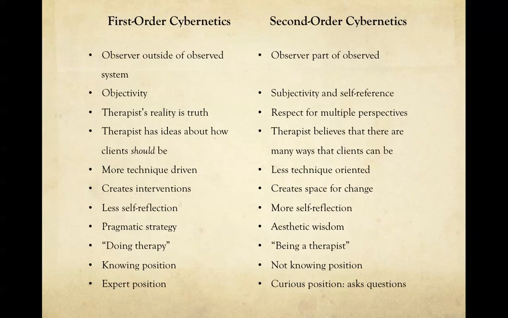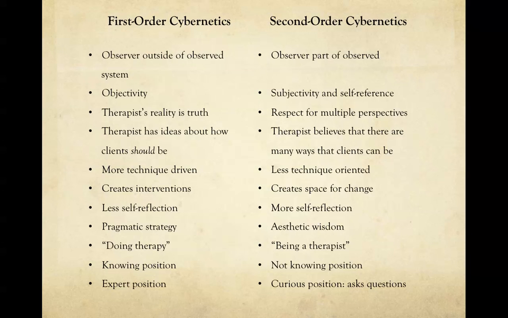Before we conclude for this week, and I should have mentioned at the start of the lecture that it would be a brief one, I want to juxtapose here first-order cybernetics and second-order cybernetics. In first-order cybernetics, as I mentioned last week, the observer is considered outside of the system he or she is observing. And in second-order cybernetics, the observer is part of the observed.